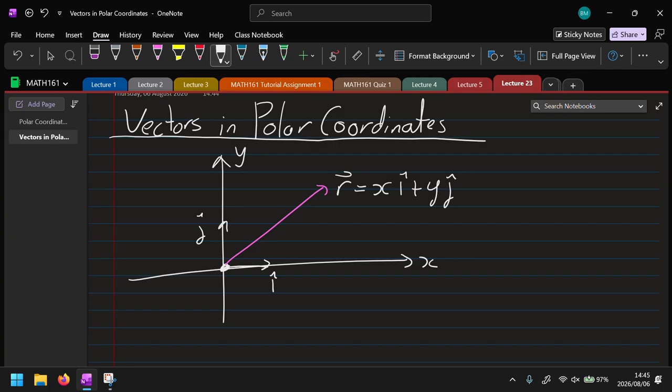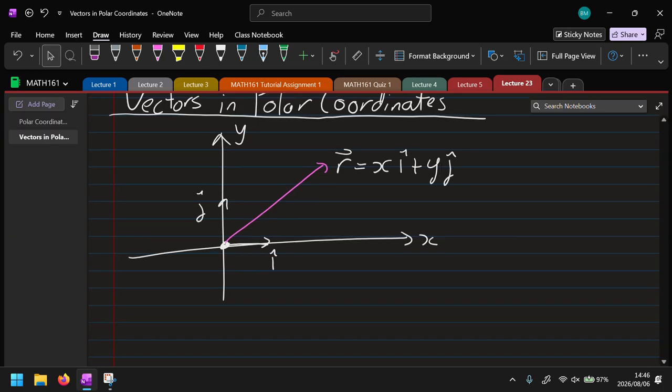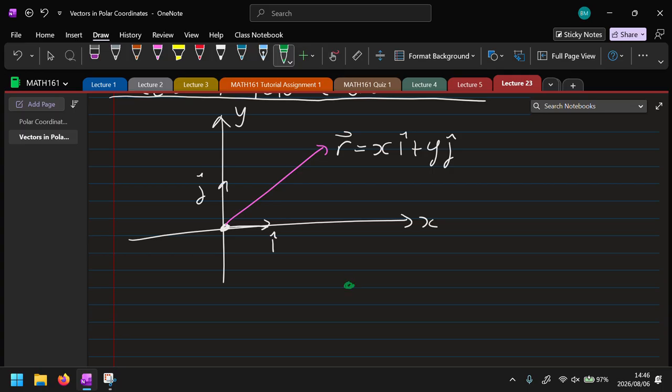We use i hat and j hat. Sometimes there's x hat and y hat, but let's just stick with i and j. So we have this vector and we can decompose it like this. Now, the interesting thing with Cartesian coordinates that polar coordinates does not have is that this little i hat, j hat frame is the same everywhere in the Cartesian plane.